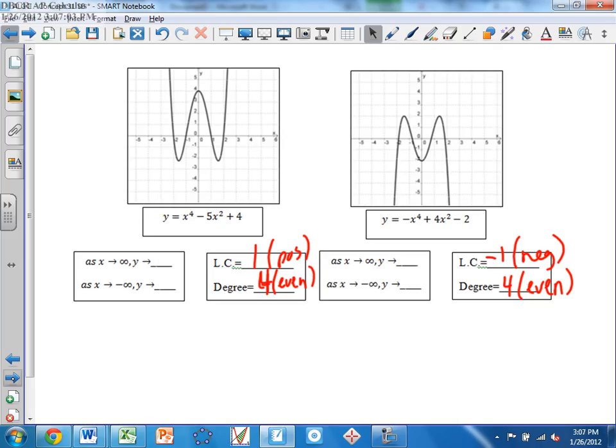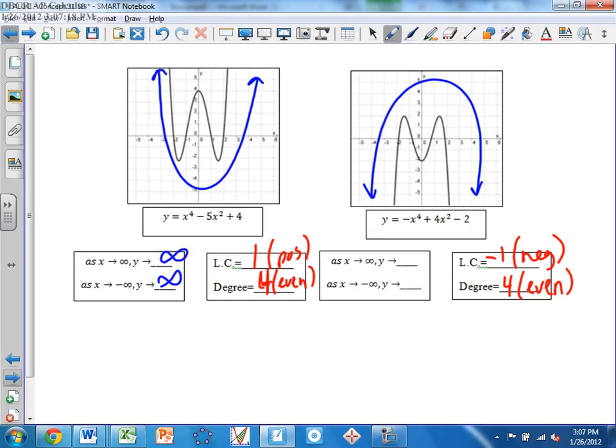Flip your page back over. Parabola was the same thing. A parabola going up looks like this. A parabola going down looks like this. So these even functions also follow a pattern. So we can write here, they're both going up. Here, they're both going down.